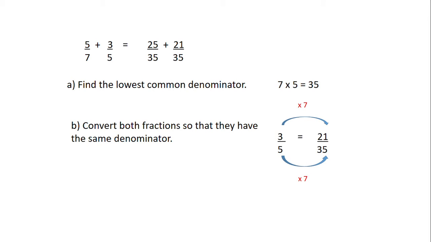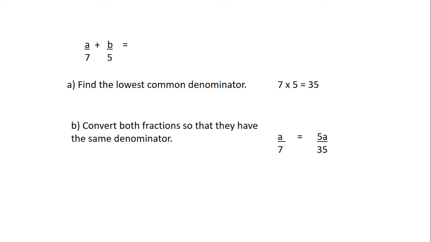And now, instead of 5 over 7 plus 3 over 5, we've got two fractions that are equivalent. And in the answer, we are going to keep the same denominator all the way through. That's important, the same denominator all the way through, and simply add the numerators, and our answer is 46 over 35. We could change that into a mixed number, but it's not necessary for this task that we're doing.